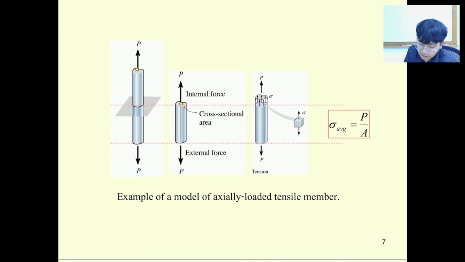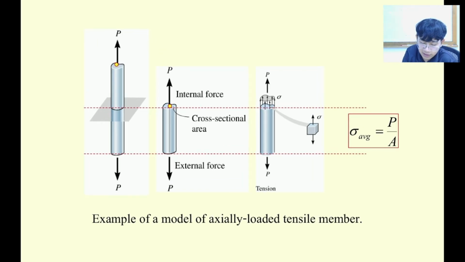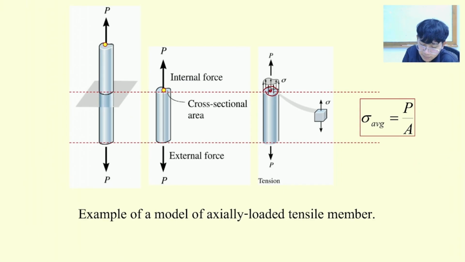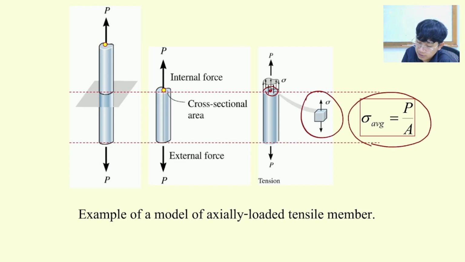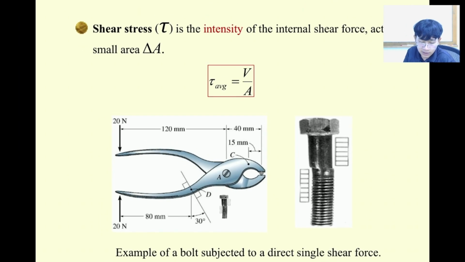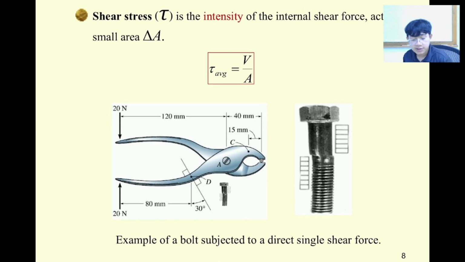Next, it's the theoretical proof. So if you have a bar like this, and then if they cut just a small piece inside at the middle, and if we zoom in, then we can determine the stress by using P over A. Okay, so it's for the actual loaded tensile members. All right, and then the next one is the shear stress.